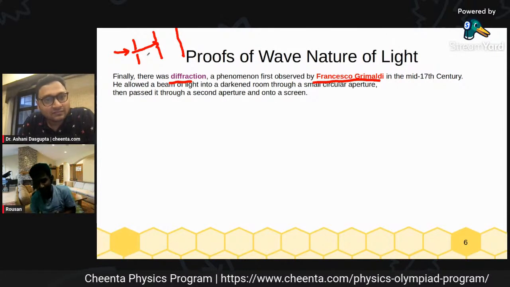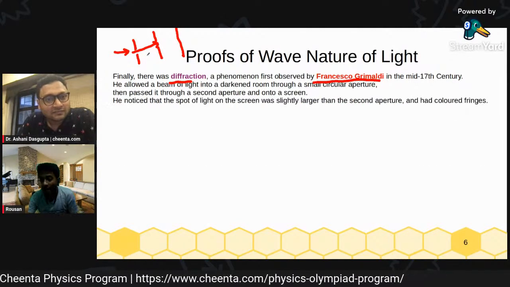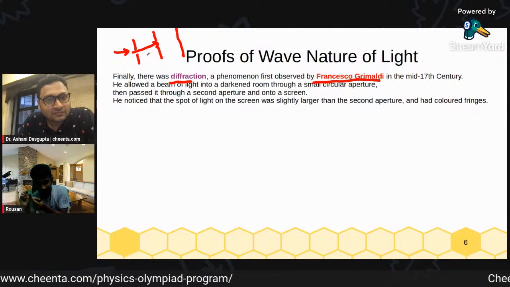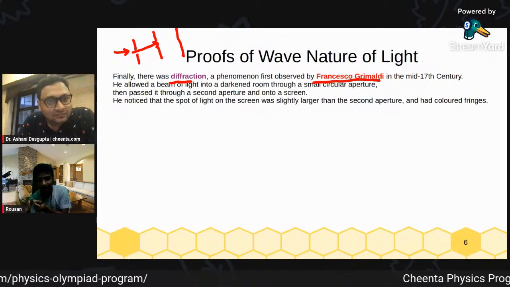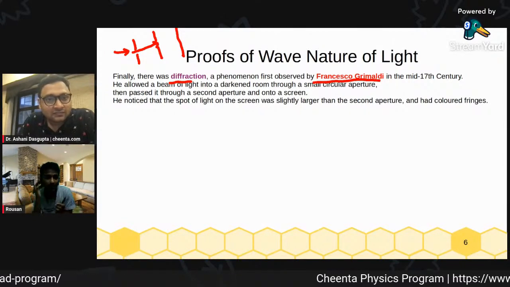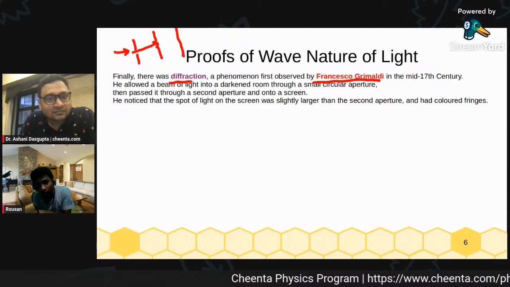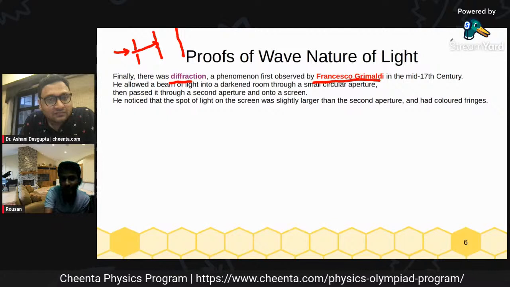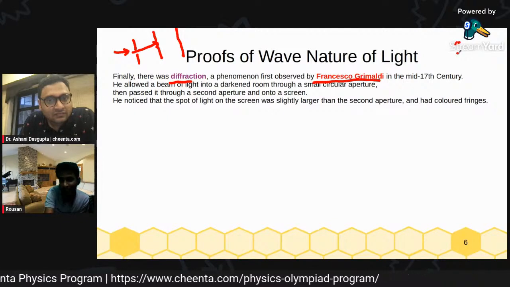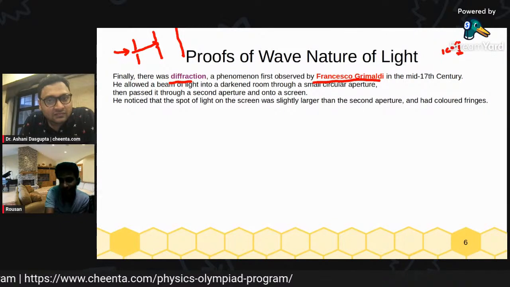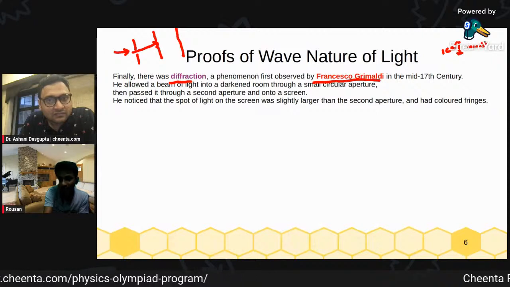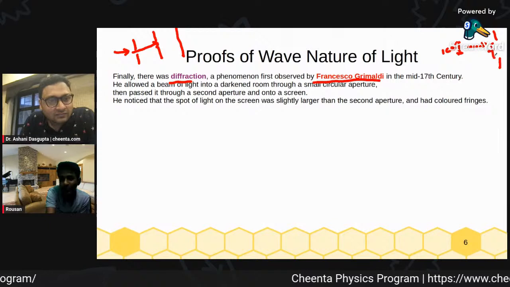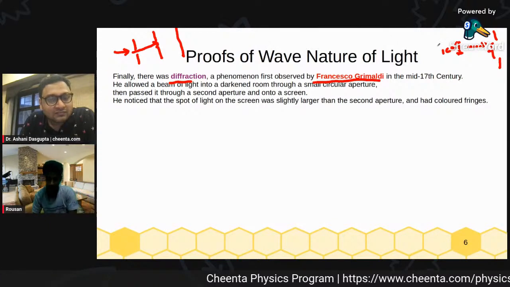Now he noticed that the spot of light was actually bigger than the size of the aperture. That means light is actually diffusing. What we mean is something like this. Maybe the second aperture size was 1 centimeter. When the light fell on the screen, the size of the bright spot was actually greater than this width.